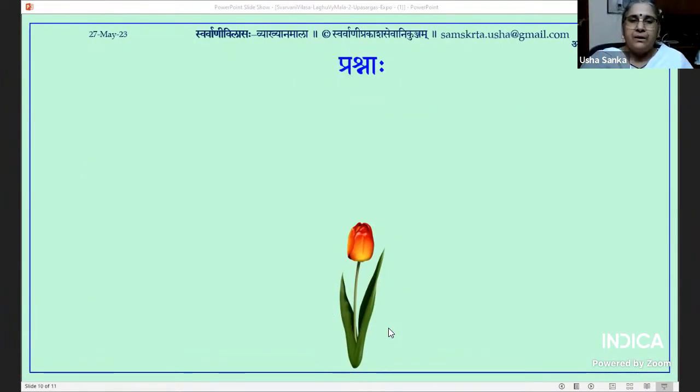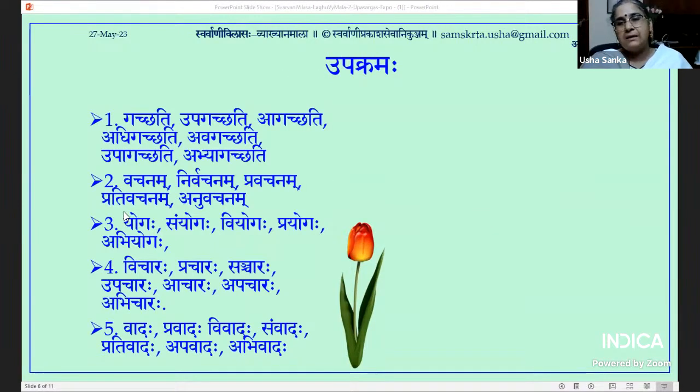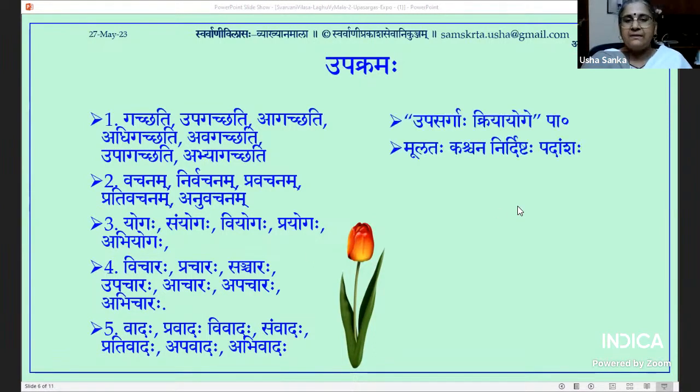Okay. Now let us go to the questions. Now that we have come to the end of the class, I'll ask you some questions. This was the concept. Let us do a quick revision before I go to the questions. So we had seen the number of upasarga added words in the beginning, a list of words which you are very familiar with in all our Indian languages.